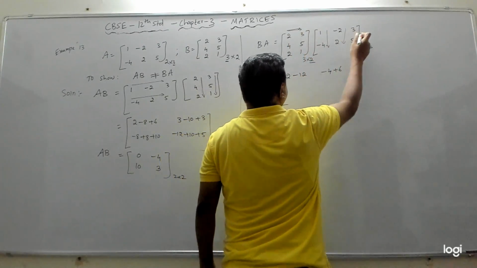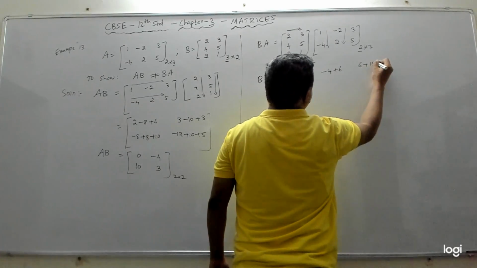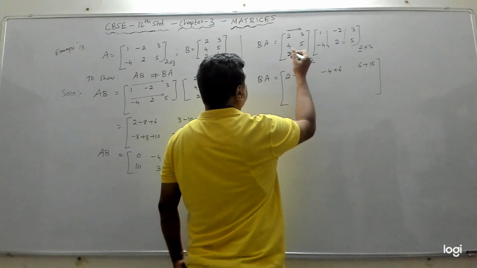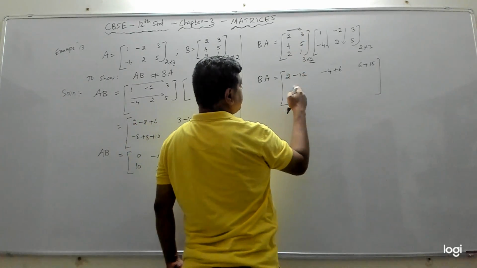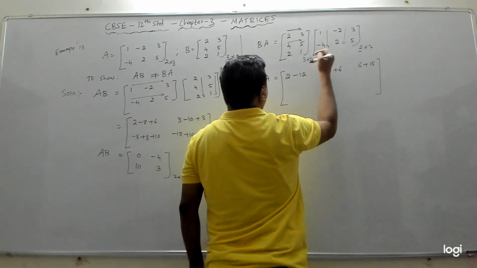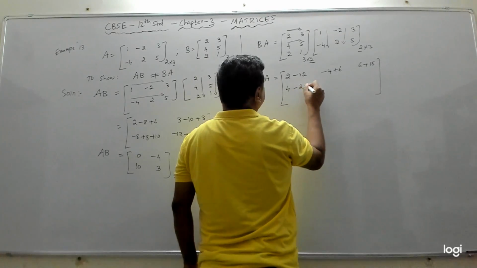Then first row with the third column. So 2 into 3 is 6, plus 3 into 5 is 15. That's over. We are done with all the three columns. Then I have to go to the second row. So this row with this column. Second row with the first column: 4 into 1 is 4, 5 into minus 4 is minus 20.